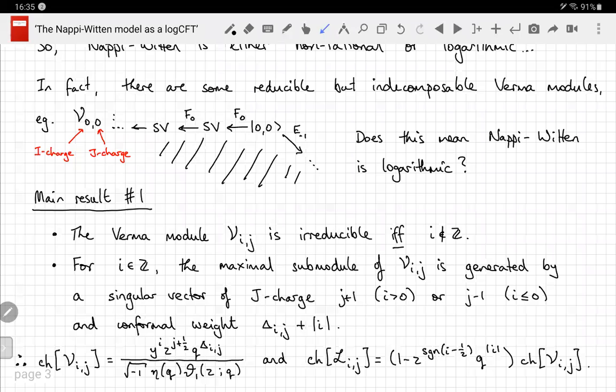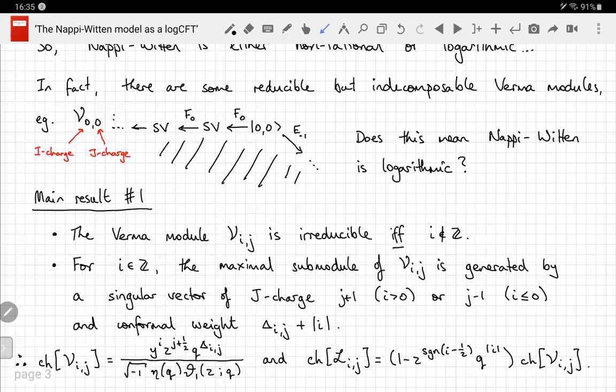The first main result that I want to present is just the discussion of the representation theory of this Nappi-Witten chiral algebra. So we've got some Verma modules, and I'm going to label them with the I charge and J charge of their vacuums. So V_{i,j} just means I and J are the eigenvalues of the zero modes of the Cartan. It turns out that the Verma module is irreducible if and only if I is not an integer.